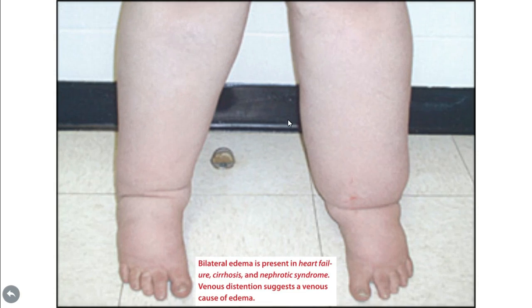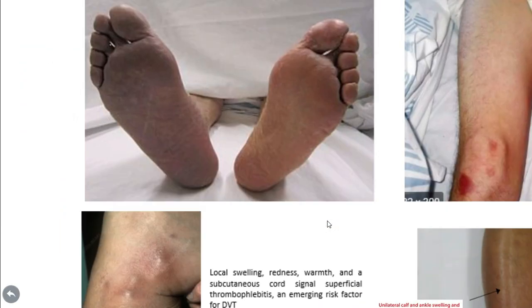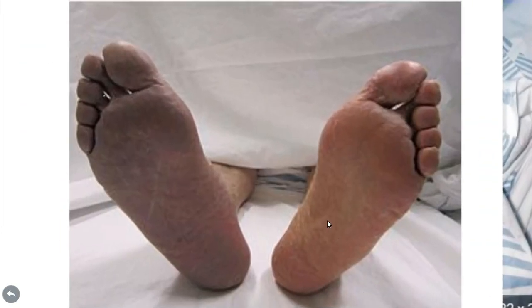Most of the time, it can be due to heart failure, cirrhosis, nephrotic syndrome, or if there's a venous distension like this, the edema can be suggestive of venous origin. So what is the problem here? Which one is affected, right or left? You can see there is a cyanosis on the right lower extremity.